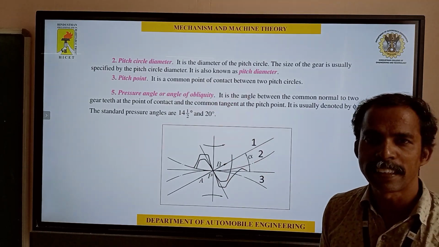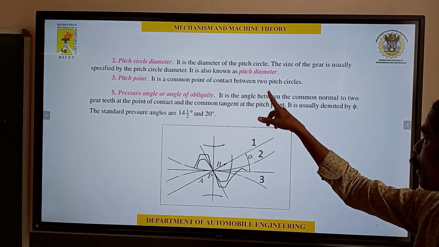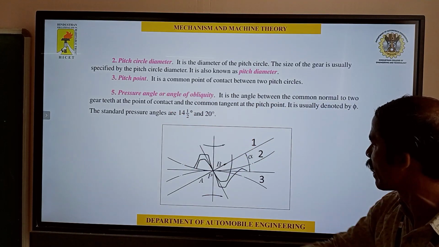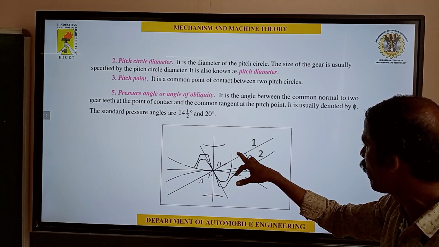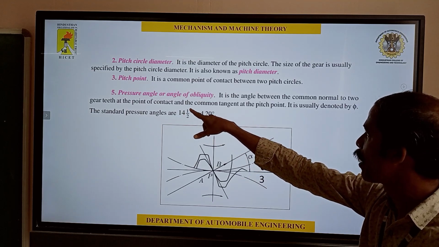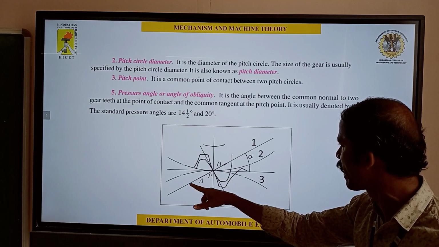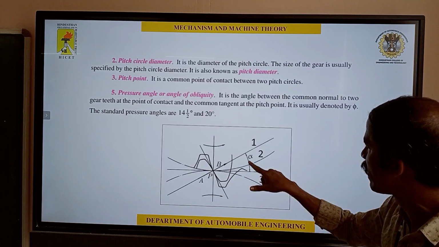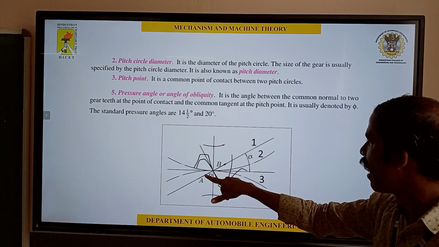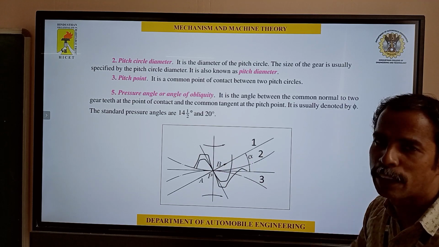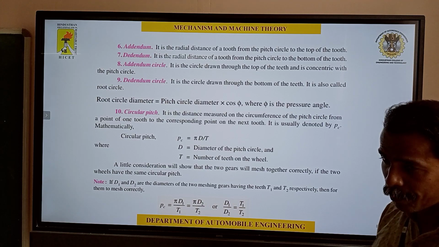So these are what we have seen: pitch circle diameter, pitch point, and pressure angle. Pressure angle means the angle between the common normal to the gear teeth and the common tangent at the pitch point. This is the common normal for both gear wheels. The pitch point is here and the common tangent is this one. So this angle is called the pressure angle.